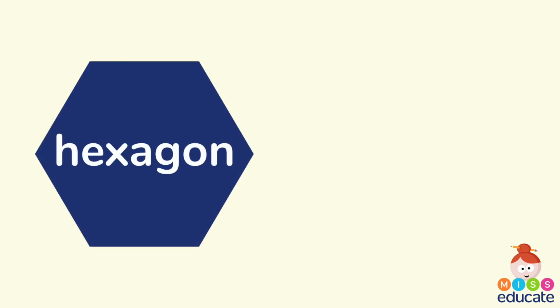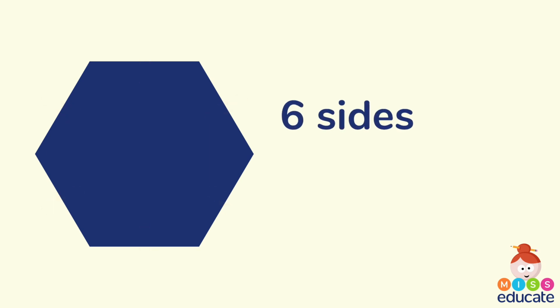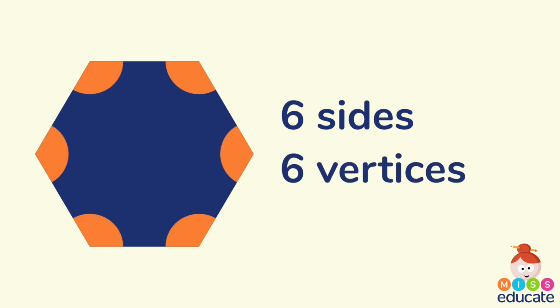Got a few more sides on our hexagon than we've had on the other shapes so far. How many sides do we have? 1, 2, 3, 4, 5, 6 sides on a hexagon. And 1, 2, 3, 4, 5, 6 vertices.